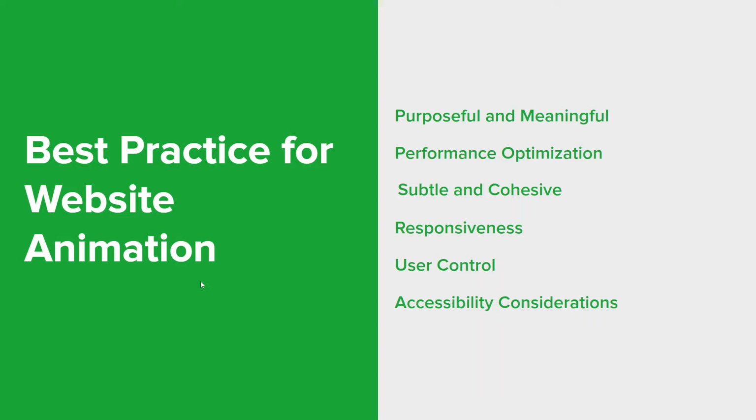Ensure that your animations are accessible to all users. Provide alternative content or descriptions for users who may have visual impairments or may have disabled animations in their browser settings. And you want to conduct user testing to gather feedback on the effectiveness and usability of your animations. Iterate based on feedback to refine and improve the animations for optimal user engagement as well.